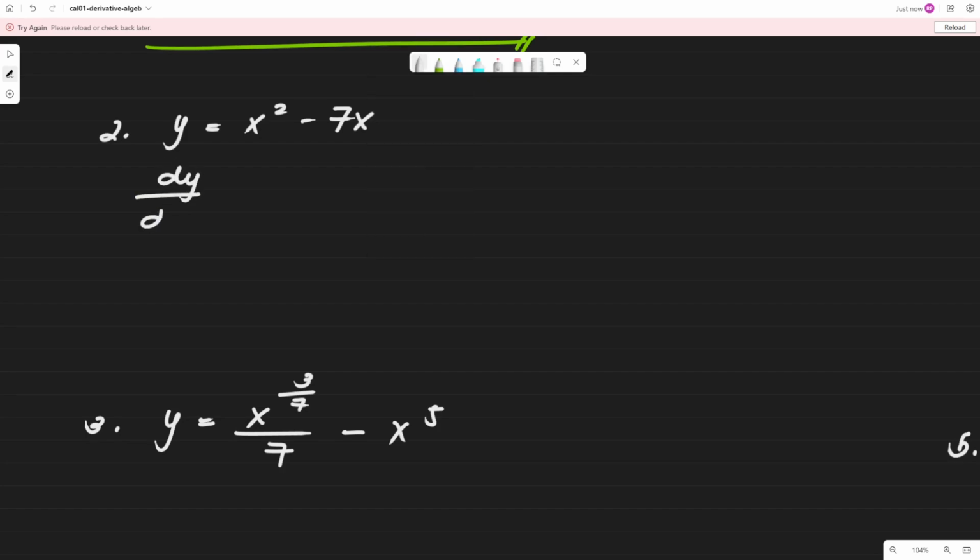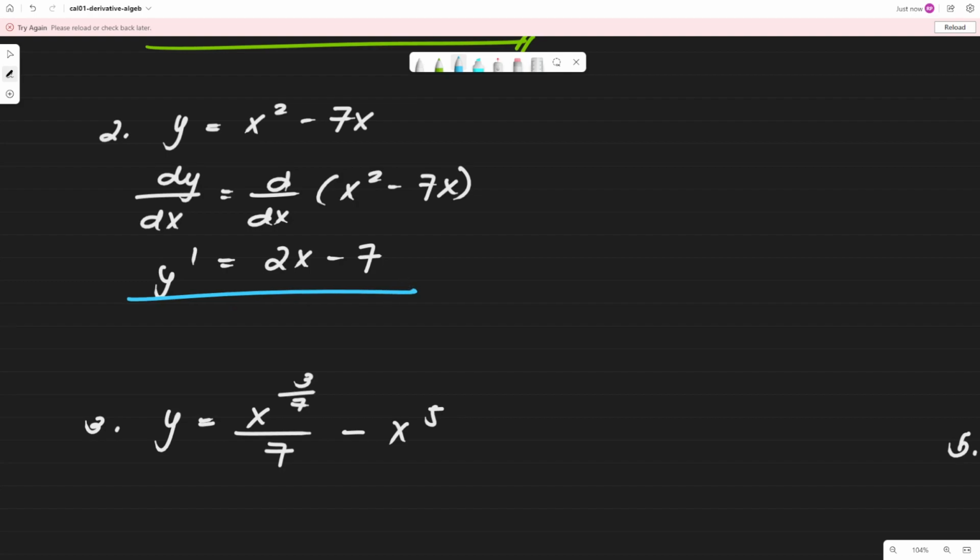We have dy over dx is equal to d over dx of x squared minus 7x. So, we have y prime is equal to 2x minus 7. Right? Simple as that. The 2 goes down, then 2 minus 1 is 1. That's it. Okay? So, this is our answer. Okay, next. So, we have here our third example.